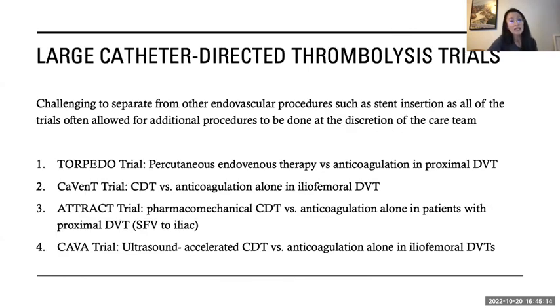In terms of the existing data for using catheter-directed thrombolysis in proximal DVTs, it's difficult to separate catheter-directed thrombolysis from endovascular procedures, as all these trials essentially either included endovascular procedures, including stent insertion, in their main trial data, or recommended stent insertion for patients who had significant iliac vein stenosis of greater than 50%. But the main trials are really the TORPEDO trial, the CAVENT trial, the ATTRACT trial, and the CABA trial.